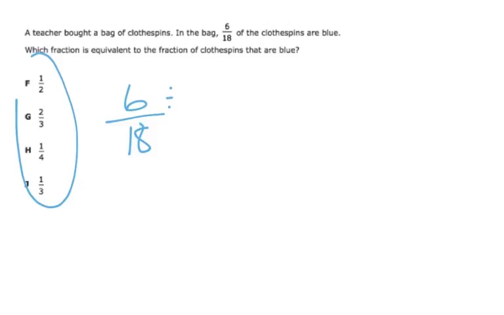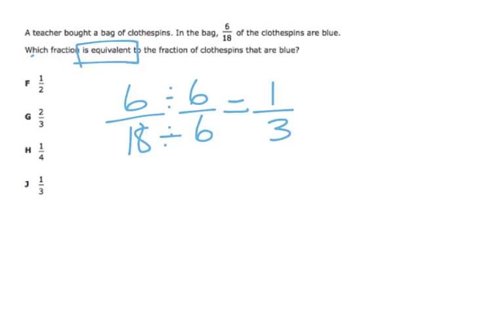Now, I'm looking at 6 and 18, and I know I can divide them both by 6. So I'm going to take 6/18 divided by 6/6, which is going to be 1/3. Well, they asked us what is equivalent, and 1/3 is in fact equivalent. That is answer choice J. I know it can't be 2/3 because I just found 1/3. And look, my numerator's 1, so it can't be 1/4 or 1/2.